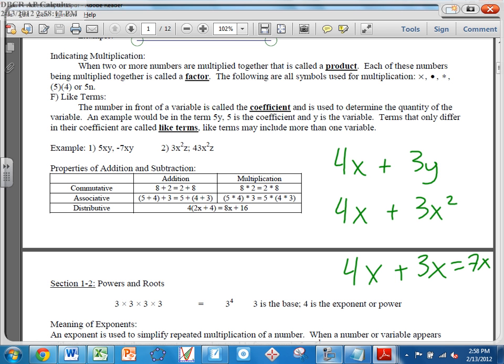So some simple examples of this: 5xy, negative 7xy. That becomes negative 2xy. Again, because I think about the 5 minus 7, it gives me the negative 2.